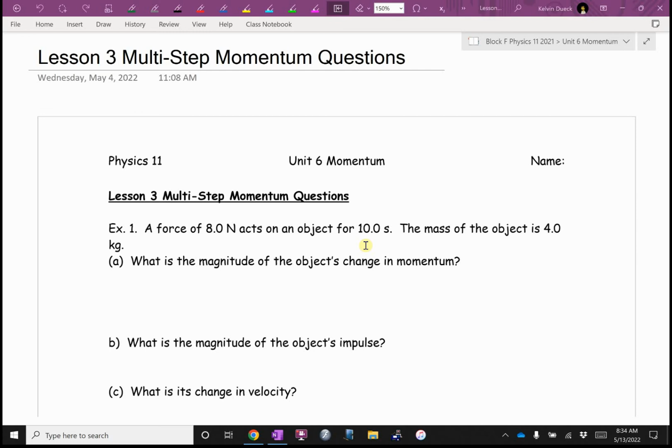Hey, you got your line. A little stutter there, but you got it. And it's also force times time. And it's also the final momentum minus the initial momentum. Let's see what we can do with that.